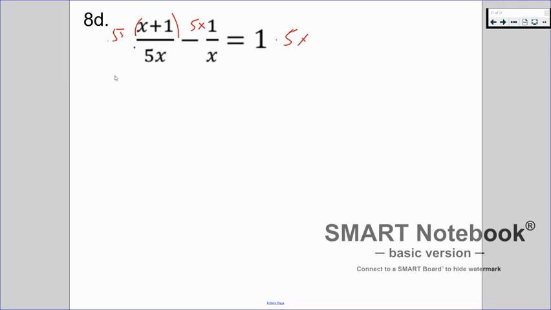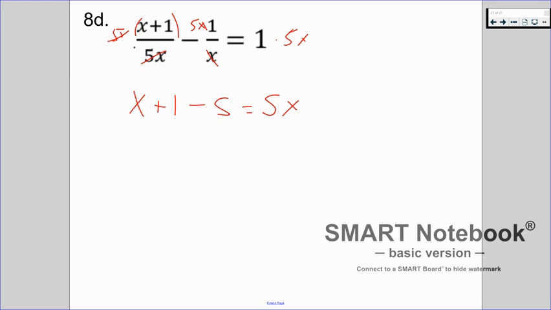So 5x and 5x, those are going to simplify out completely. So I have x plus 1. The x and the x are going to simplify out. So now I'm not going to miss that negative this time. So minus 5 times 1 is 5. And then over here, I've got 1 times 5, which is 5x.